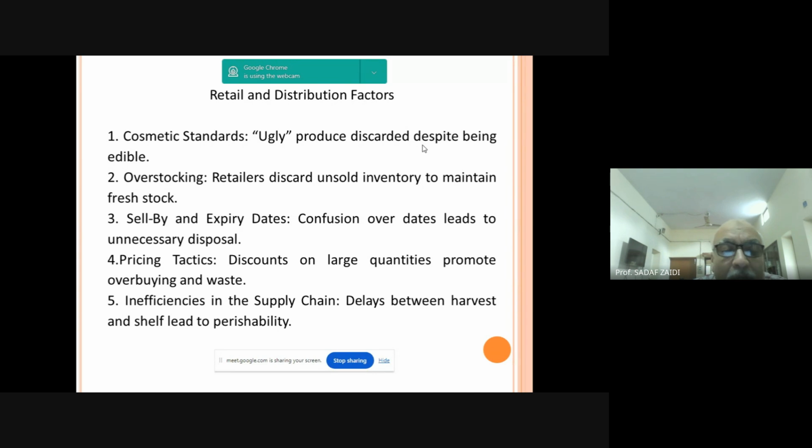Then there could be inefficiencies in the supply chain. Delays between harvest and shelf lead to perishability. So if there's a delay between the harvest and the market, then it could lead to perishability. So these are some of the factors.